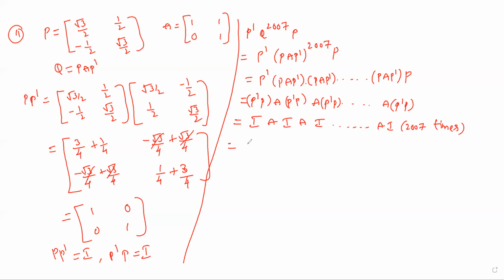Now I into any matrix, we will get that same matrix. That is A into A and so on. How many times? 2007 times, that is A power 2007. But we know only the A matrix. Now what is A square? We will find out. Then we can do it easily.